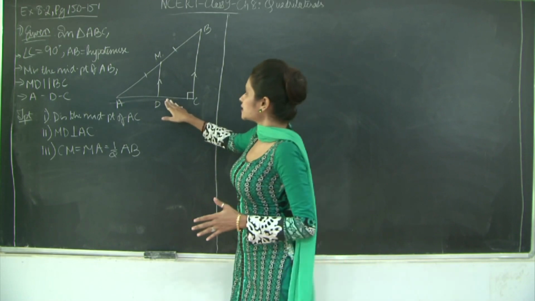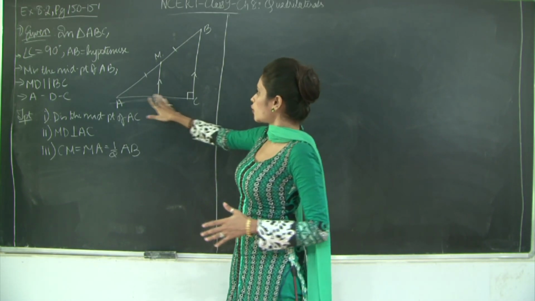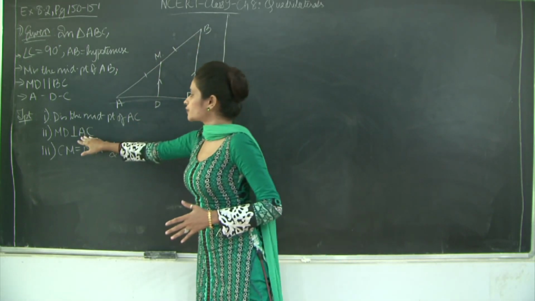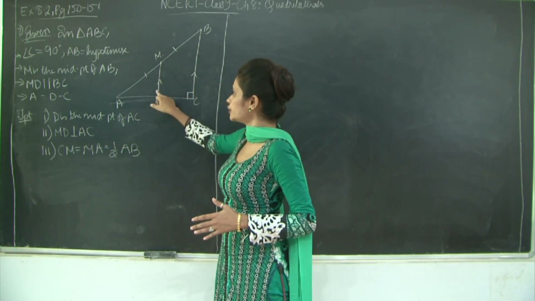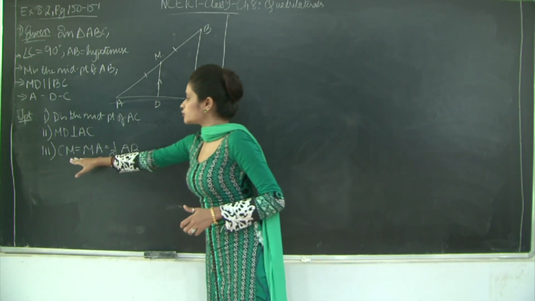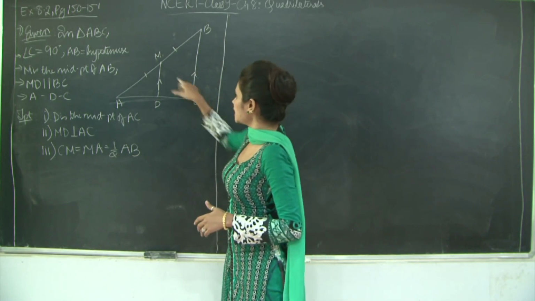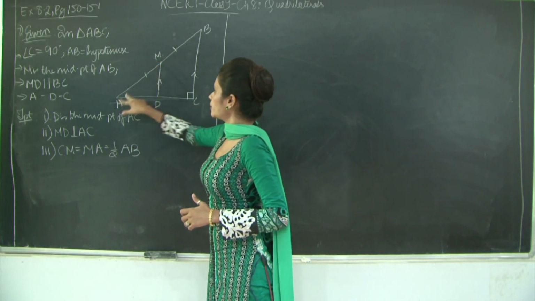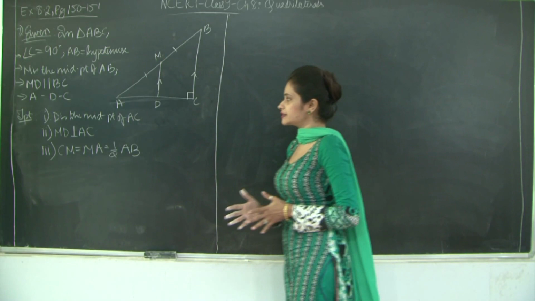We actually need to prove 3 points: that D is the midpoint of AC. We need to prove that MD is perpendicular to AC. So we need to prove that this is a right angle out here, each of these, MDA and MDC, is a right angle. And also we need to prove that CM is equal to MA, which is equal to half of AB. So we will have to draw this construction CM. Let us see how we are going to prove this.